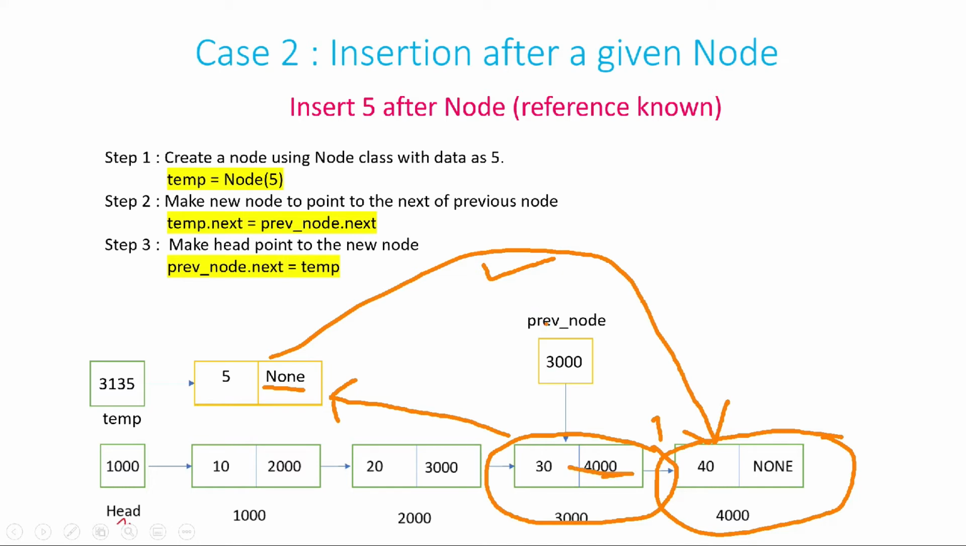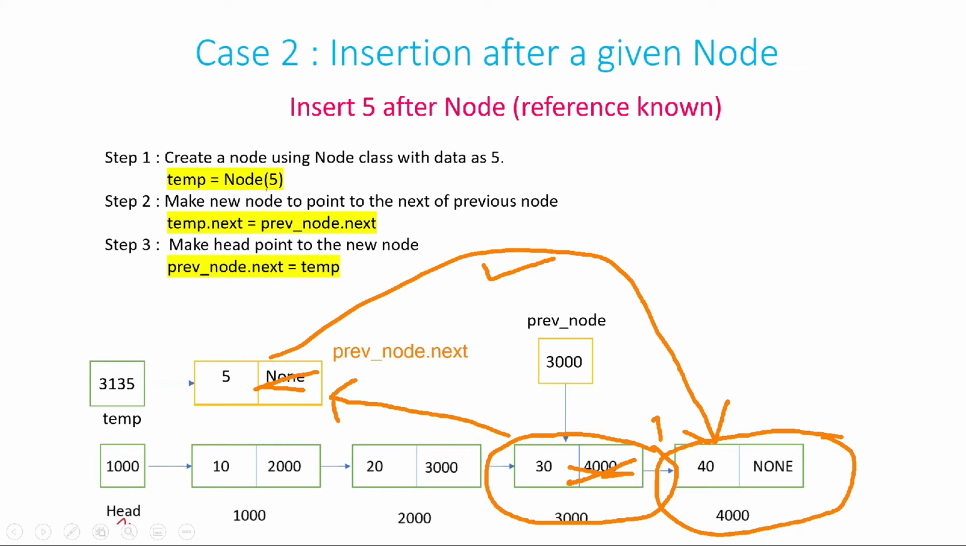So can I say privnode.next contains the reference? Yes. So instead of none, what we are going to keep here is privnode.next. And the only thing left is, here instead of 4000, what should it contain? It should point to the temp. So in the privnode.next, we'll keep temp, which is 3135. So now all our references have been made correct.